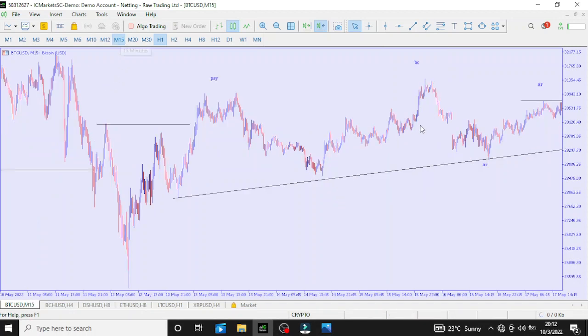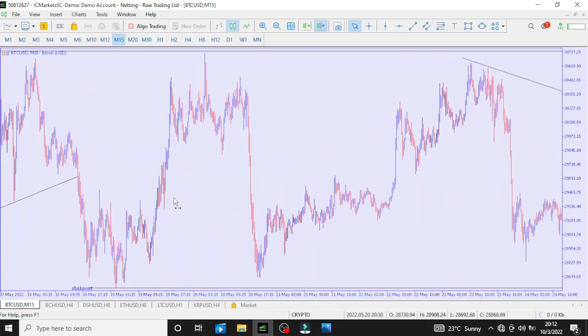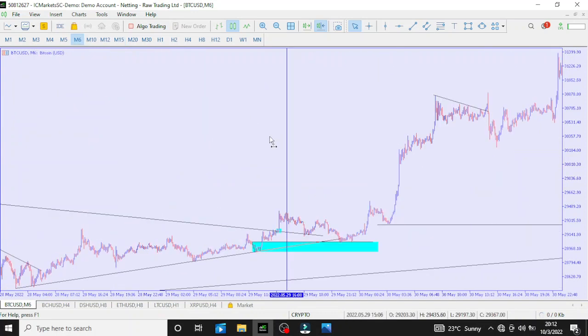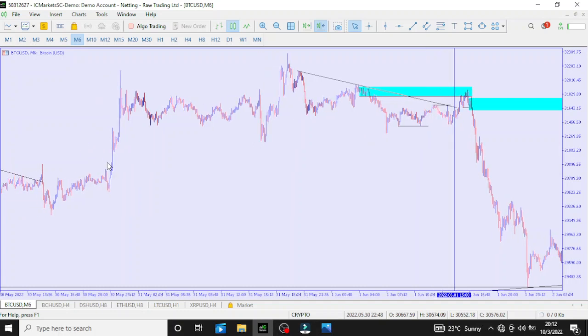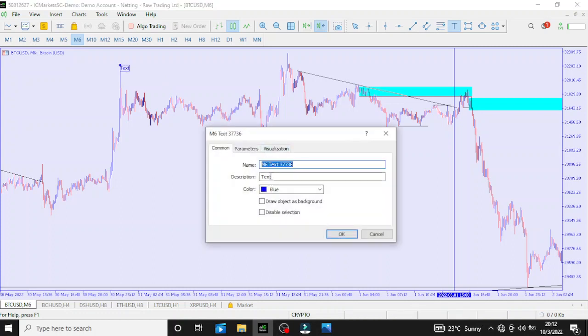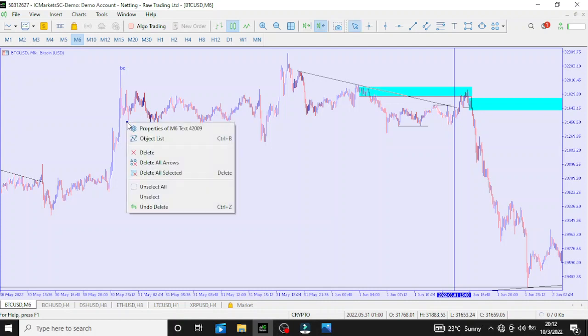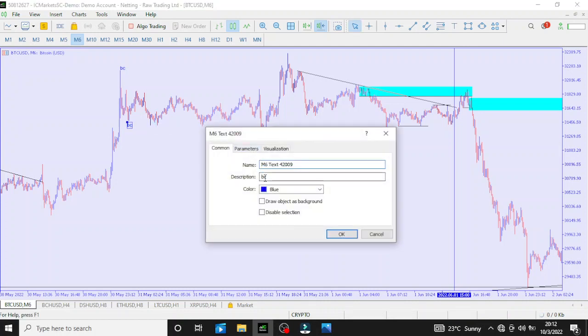I'll go to a lower time frame and explain why I saw an opportunity to be selling. So guys, I just saw this buying climax, this buying climax and this automatic reaction.